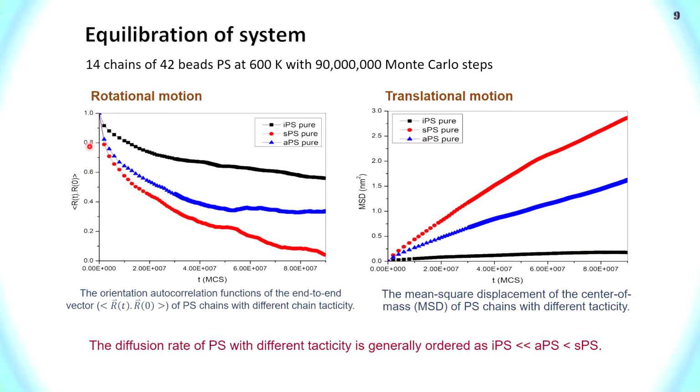The rotational motion of syndiotactic polystyrene decays from an initial value to almost zero within 90 million Monte Carlo steps, while atactic and isotactic relax to 0.3 and 0.6 respectively. The average mean square displacement of the center of mass, or MSD, also has similar trends, and the diffusion rate of polystyrene with different tacticity is generally ordered as IPS, APS, and SPS respectively.